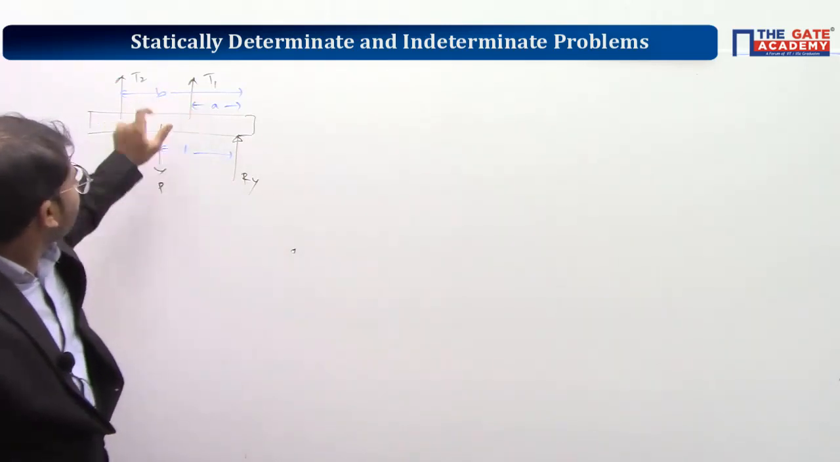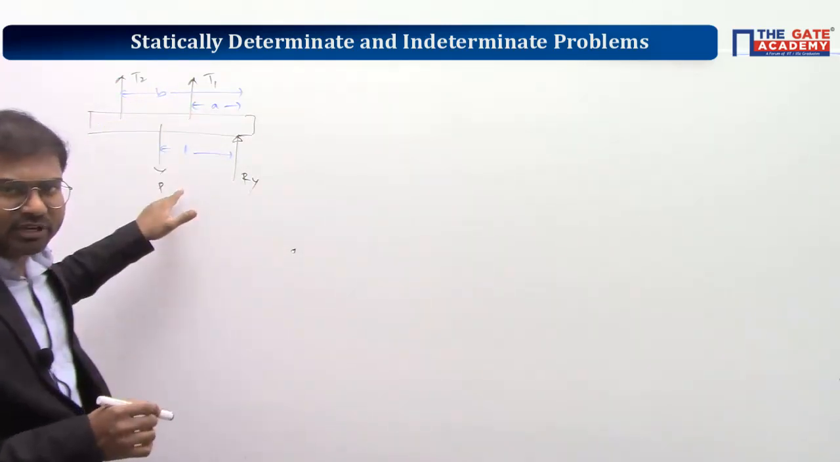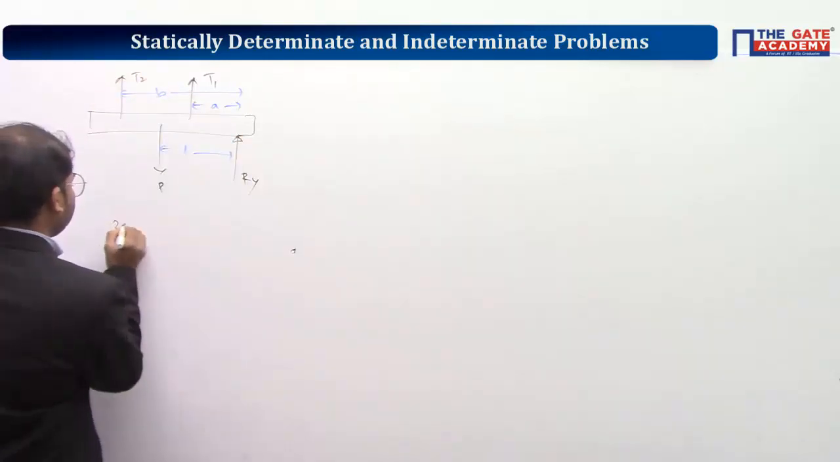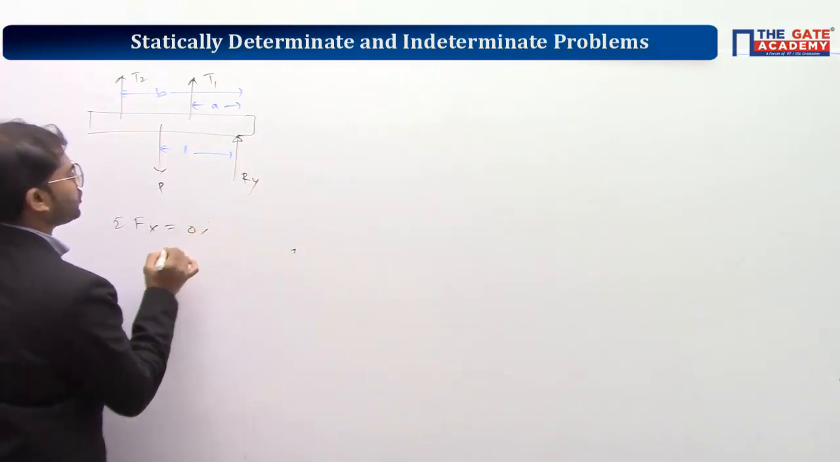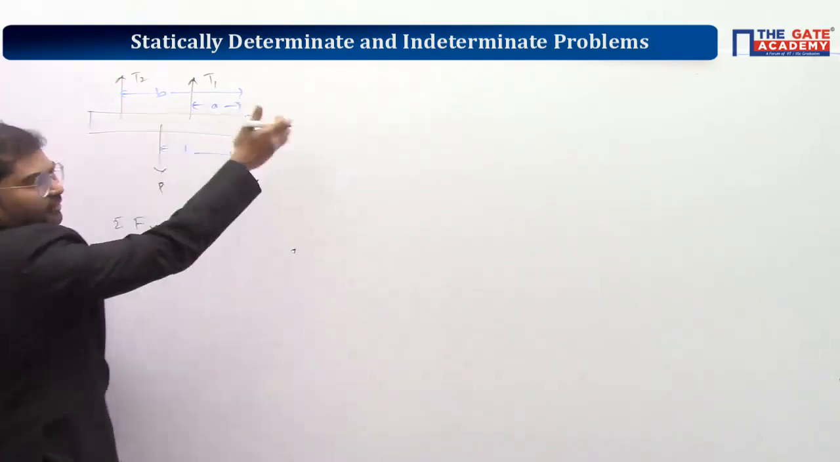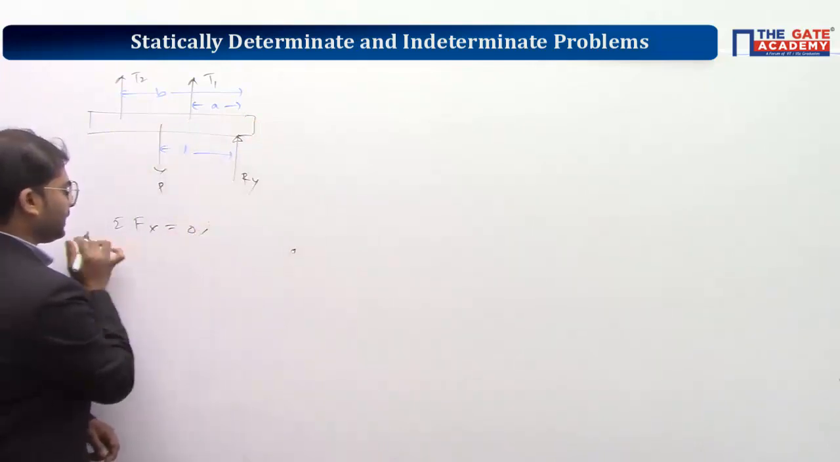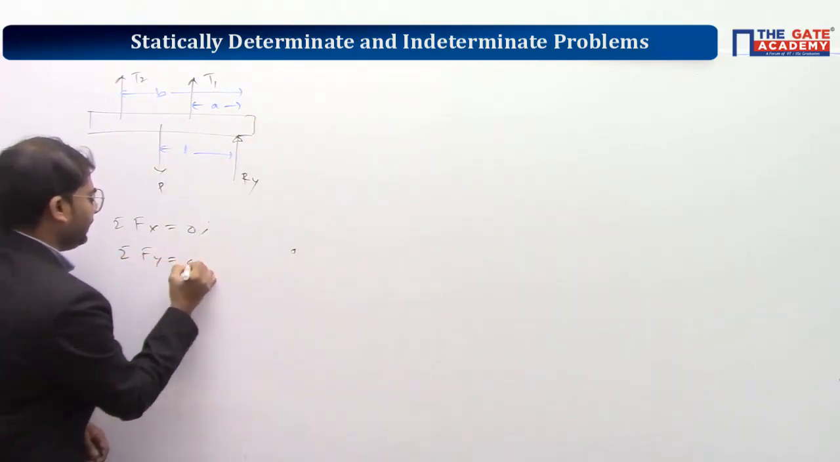Fine. We'll understand why it is a statically indeterminate type of numerical, though we have 3 unknowns here. Because if you apply sigma Fx is equal to 0, you'll get nothing. Understand? You'll get nothing. So this equation is irrelevant for us, or inadequate for us.